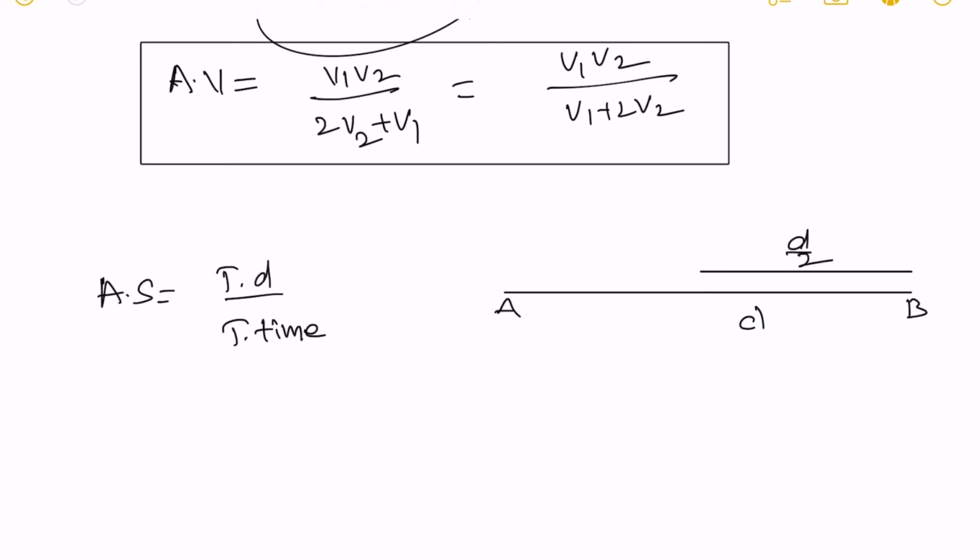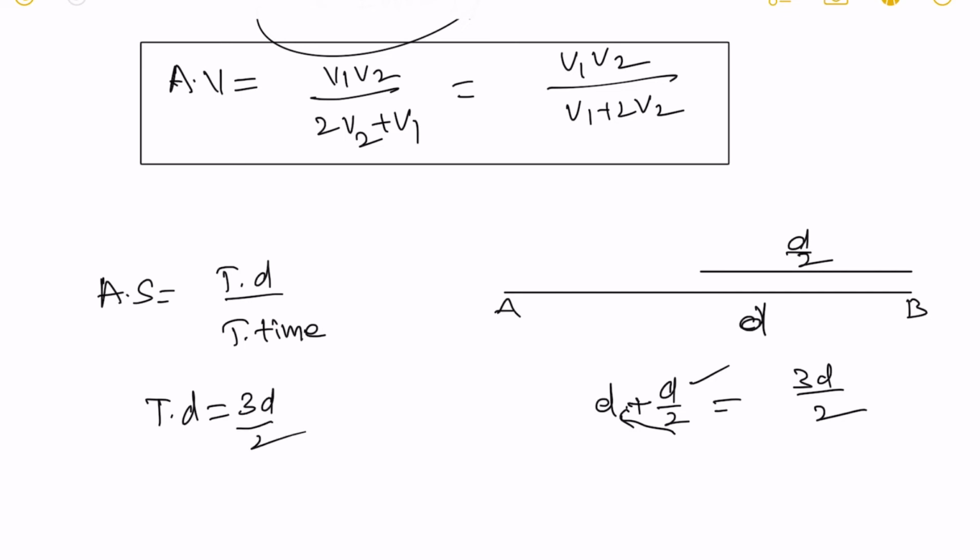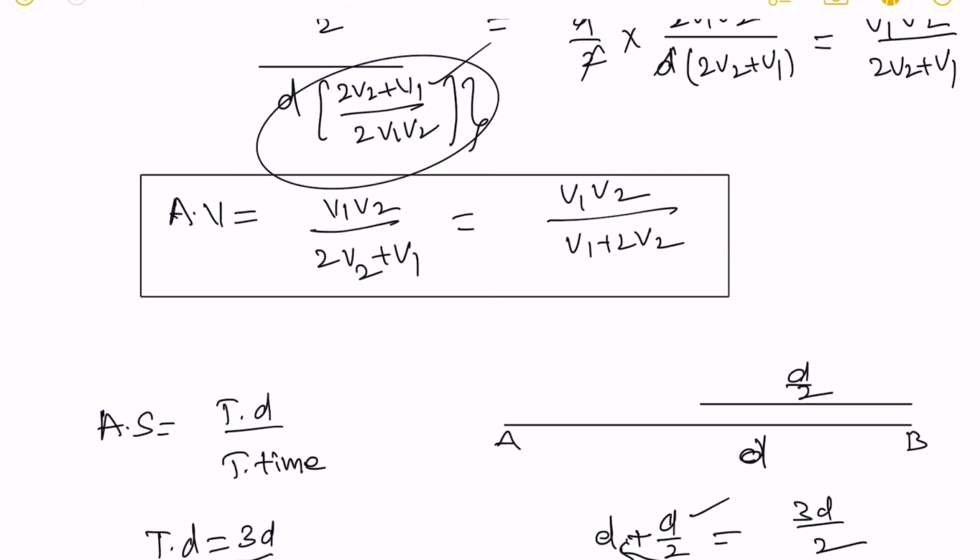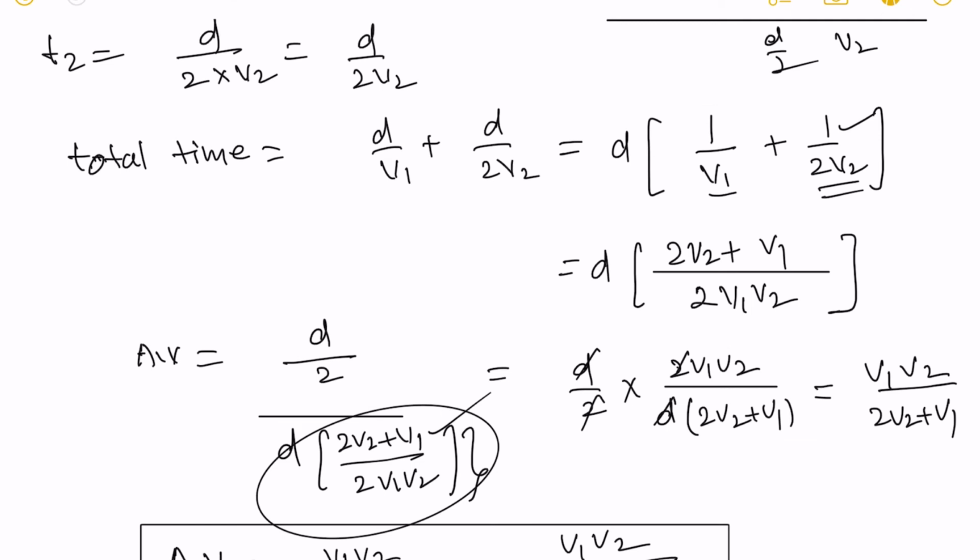So here the distance is, first it covers d and next covers d by 2. So d plus d by 2, that is 2d plus d, 3d by 2. So the total distance here is 3d by 2. Now what is the total time? Already we calculated the total time here.